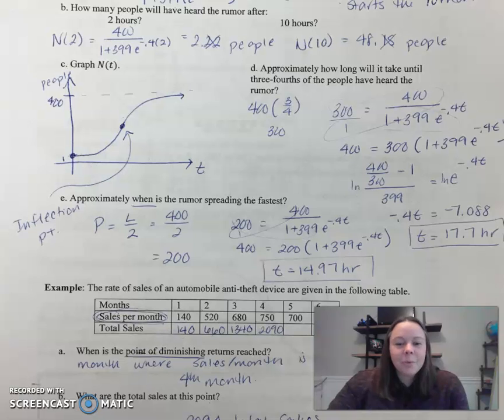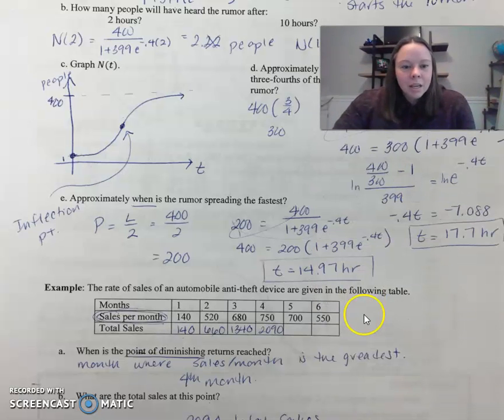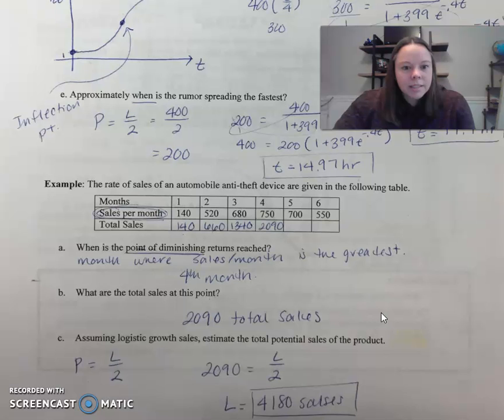So it will definitely. All right, now this last example here. So the rate of sales of an automobile anti-theft device are given in the following table. Okay. Now realize that's sales per month, so that's going to be a rate. So that's actually your derivative you're looking at right there. So when is the point of diminishing returns reached? When is it growing the fastest? Okay, when is that sales per month the greatest? So that's why it's at the 4th month.